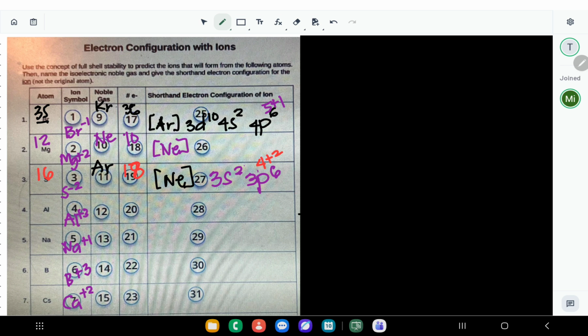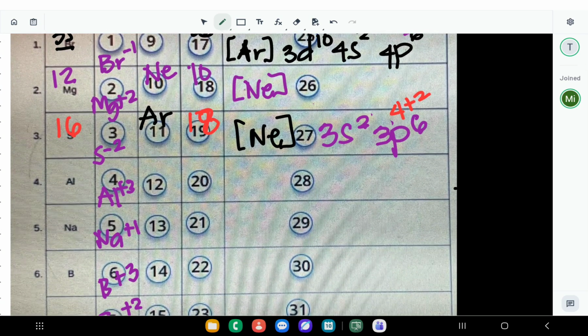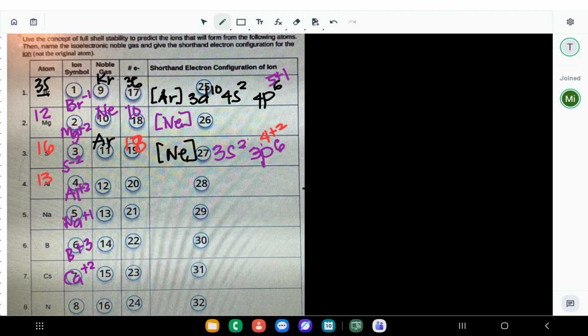Okay, shall we move on to aluminum? How many electrons does aluminum have? 13. Okay, aluminum's ion charge is +3, so that means it loses electrons. So how many electrons does aluminum have? 13 minus 3 is 10. Okay, you're right, 10 electrons.